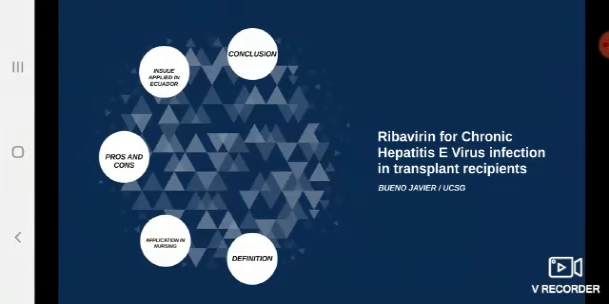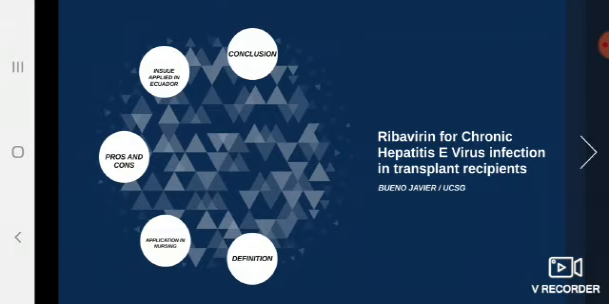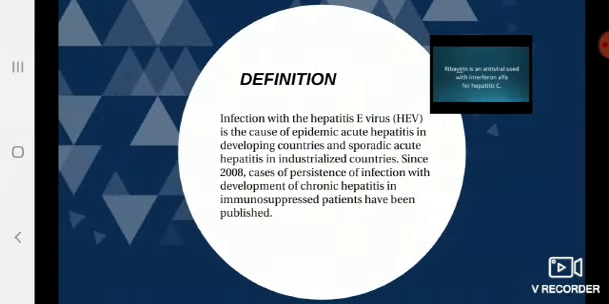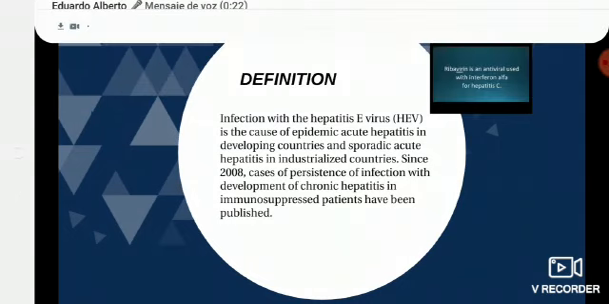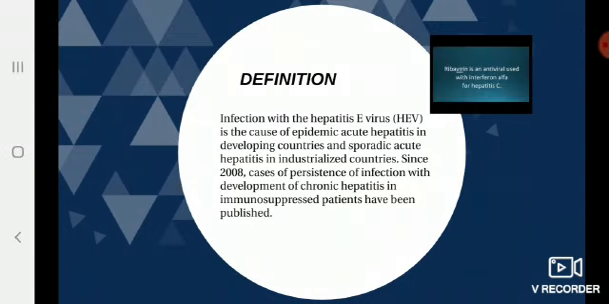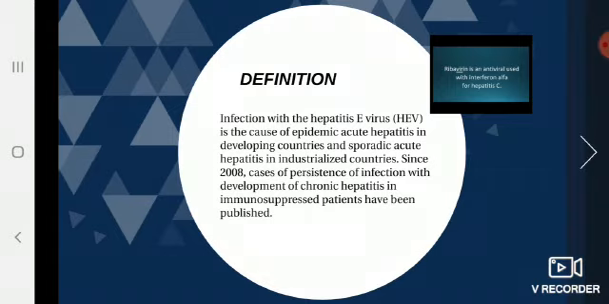Ribavirin for chronic hepatitis E virus infection in transplant recipients. Definition: infection with hepatitis E virus (HEV) causes epidemic hepatitis in developing countries and sporadic acute hepatitis in industrialized countries. Since 2008, cases of persistent infection with chronic hepatitis in immunosuppressed patients have been published.